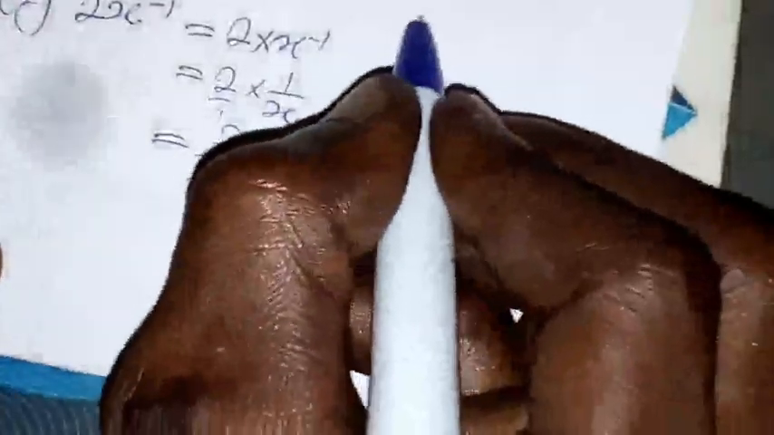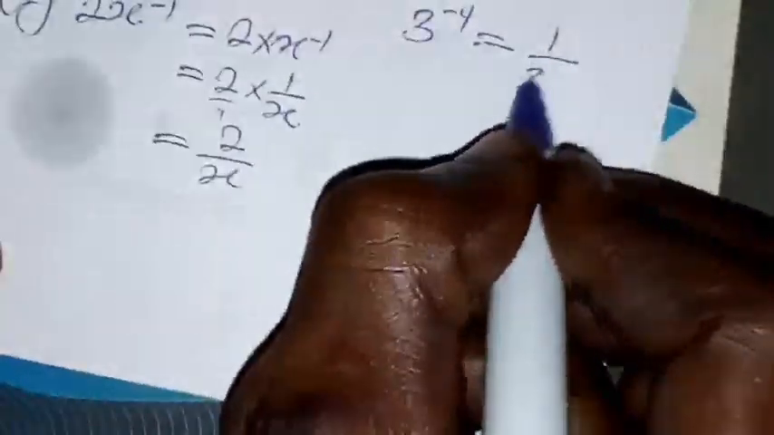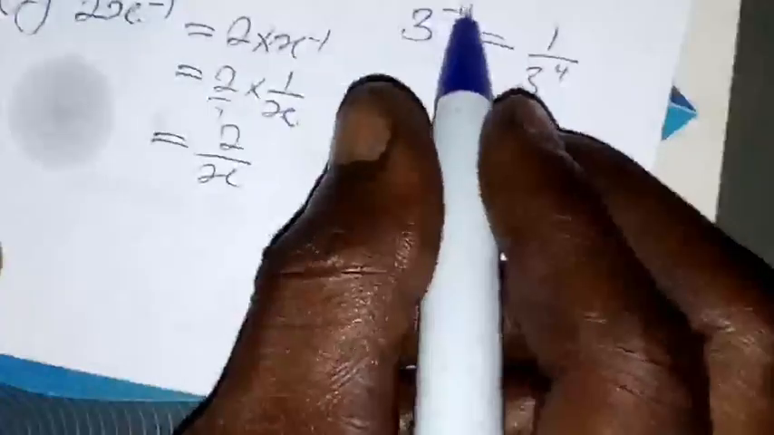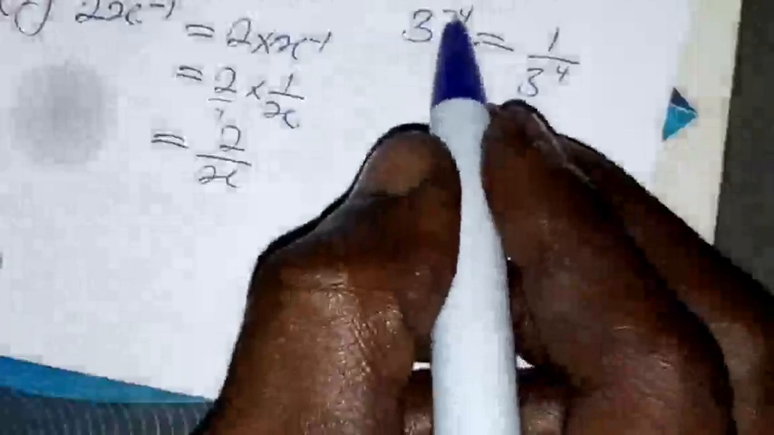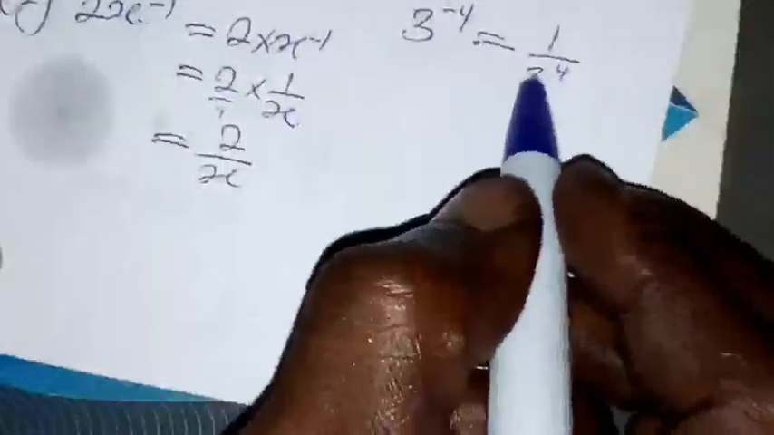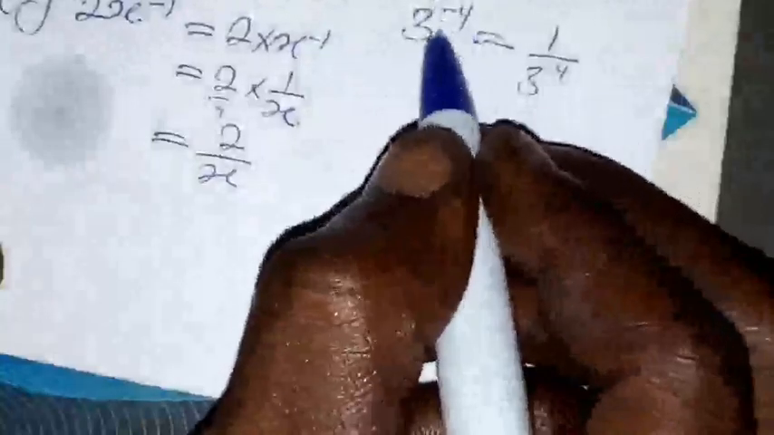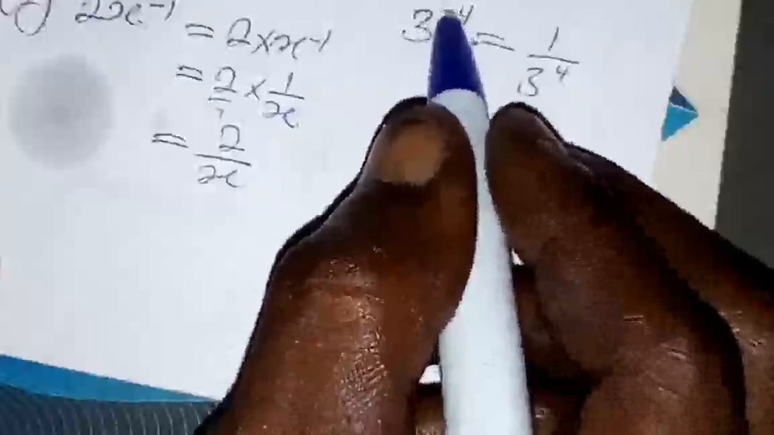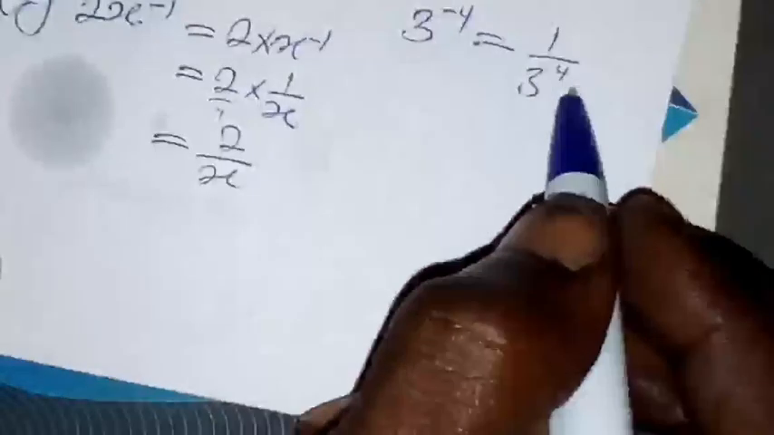Another example: if I have 3 power minus 4, this can be expressed as 1 over 3 power of 4. Meaning that whenever we have a negative power, we just remove the negative and put 1 over that number. Like for instance, in this case we have 3 power of minus 4. When we remove the minus, we can express it as 1 over 3 power of 4.